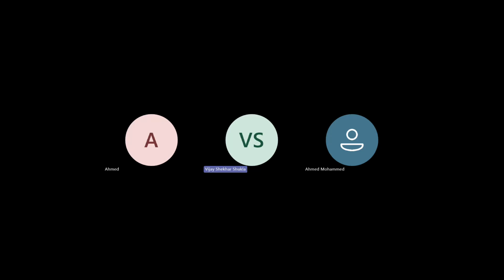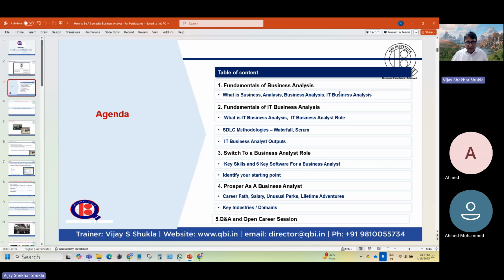Earlier we covered business analysis, IT business analysis. IT business analyst outputs like requirement models, requirement documents where we write user stories, where we write functional requirements, etc. We also covered requirement visuals, a wireframe. We also mentioned the 6+2 key software: Visio, Balsamiq, Jira, Bizagi Business Process Modeler, Word, SQL, Power BI, and ChatGPT.